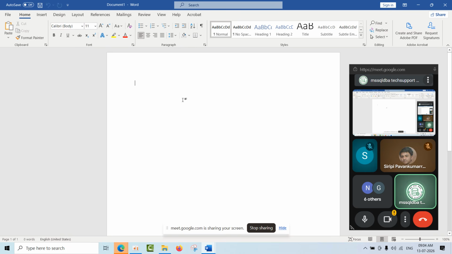Mainly, we have three flavors in Azure regarding Microsoft SQL Server. What are they? SQL Server on Azure VM, SQL Server managed instance, and Azure SQL DBA. These are the three flavors we have in Azure.